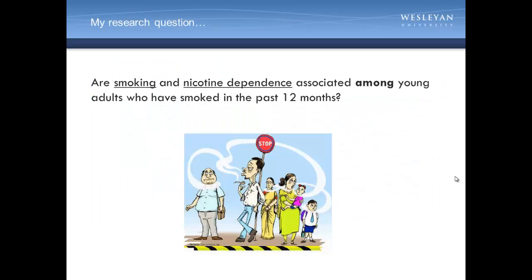Notice that I have not changed my research question. I have only decided that I want to ask the question based on only a subset of observations that are available in my dataset. That is, are smoking and nicotine dependence associated among young adults who have smoked in the past 12 months?